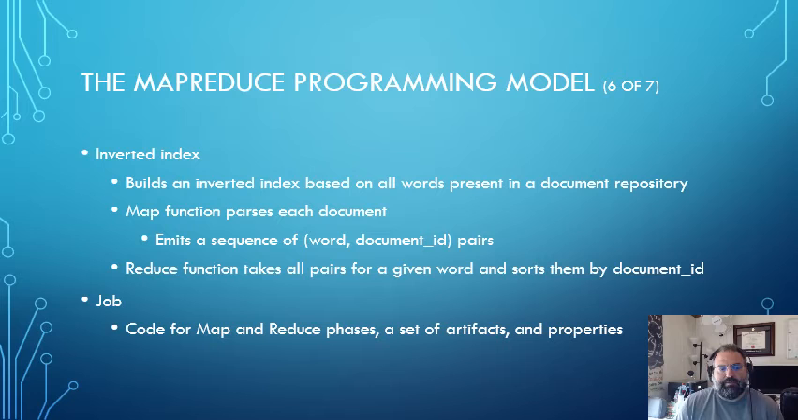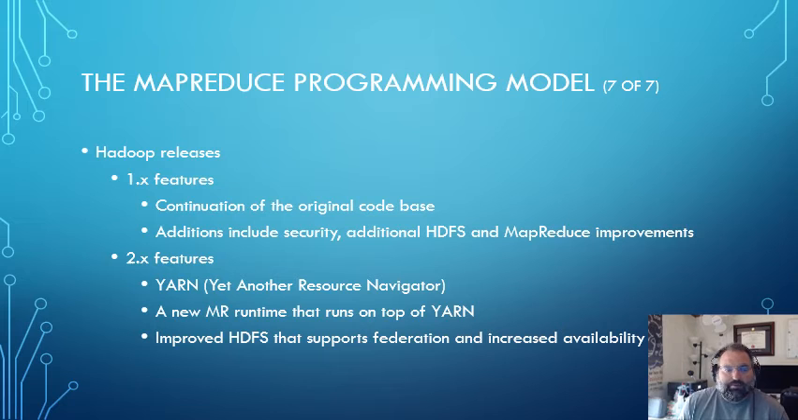Inverted index is another example. The idea is to come up with an inverted index of the document repository, so basically looking things up the other way around. A map function parses each document and emits some words, and then you reduce those to a document ID. So that's another example, and so on. These are example jobs that have been done over the years.